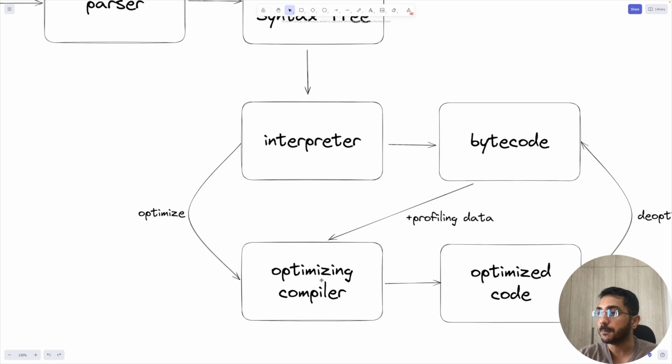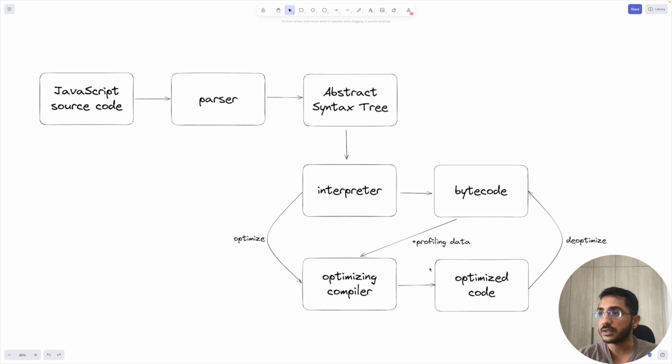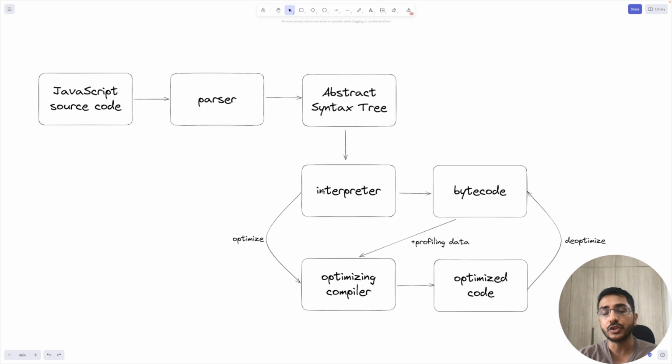Now this optimizing compiler, using the profiling data, creates the most optimized version of your code as much as possible. Now this is the cycle, the JavaScript engine cycle, which is used in V8, Node.js, and Chrome.